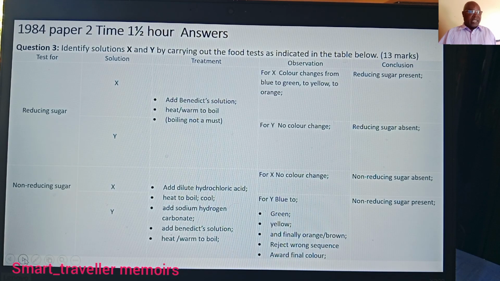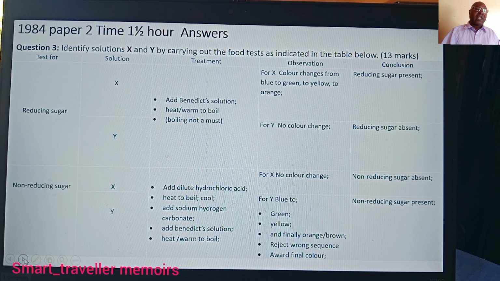For non-reducing sugar test, for X and Y, you add to each dilute hydrochloric acid, heat to boil, cool under cold water, add sodium hydrogen carbonate, and then add the Benedict solution, heat to boil or warm to boil.